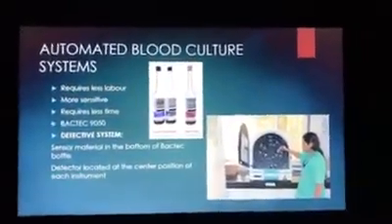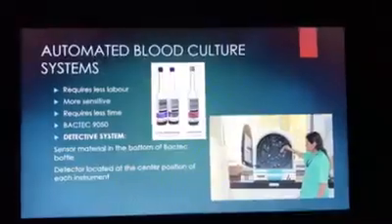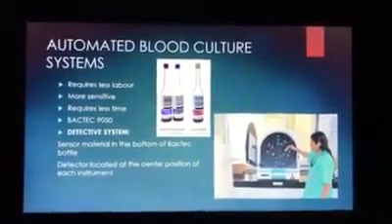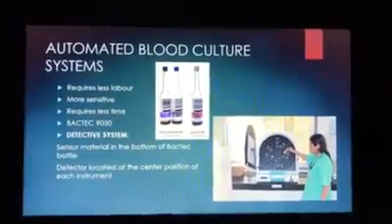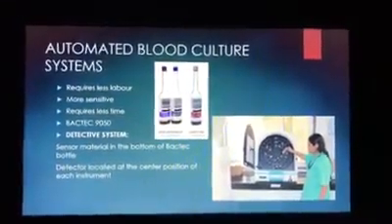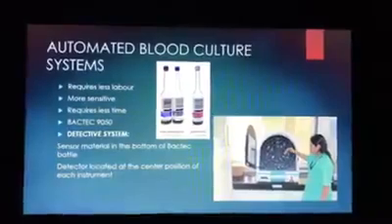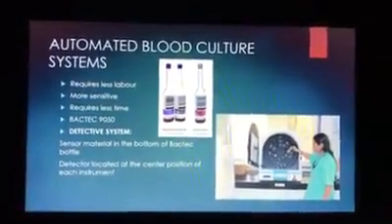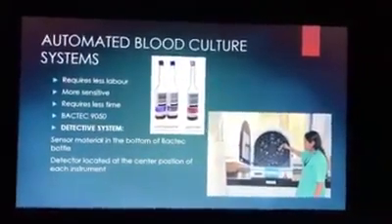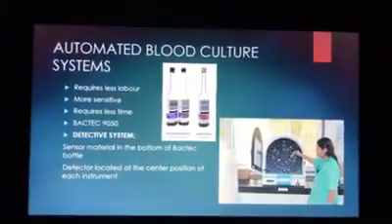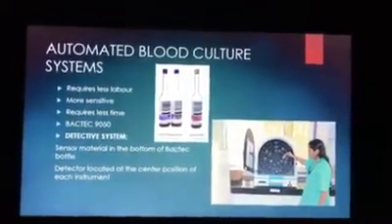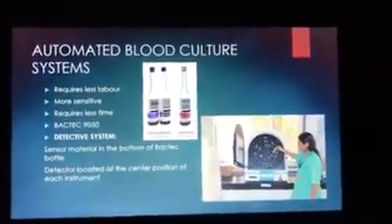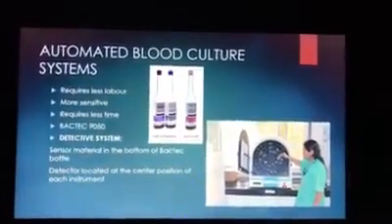Now, what are the advantages of automated blood culture systems? This requires less labor, is more sensitive, and requires less time. BACTEC 9050 is one example of the automated blood culture system. The detection system has a sensor material in the bottom of the BACTEC bottle and a detector located at the center position of each instrument. So this was all about the blood culture. I hope it was clear to you all.